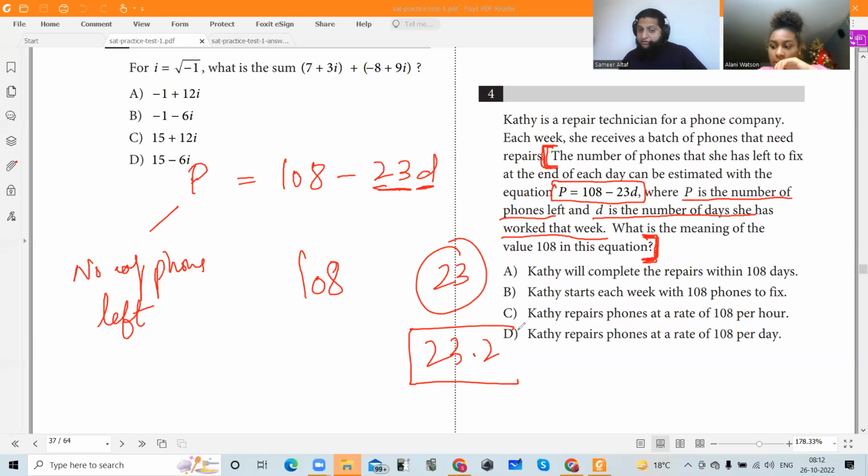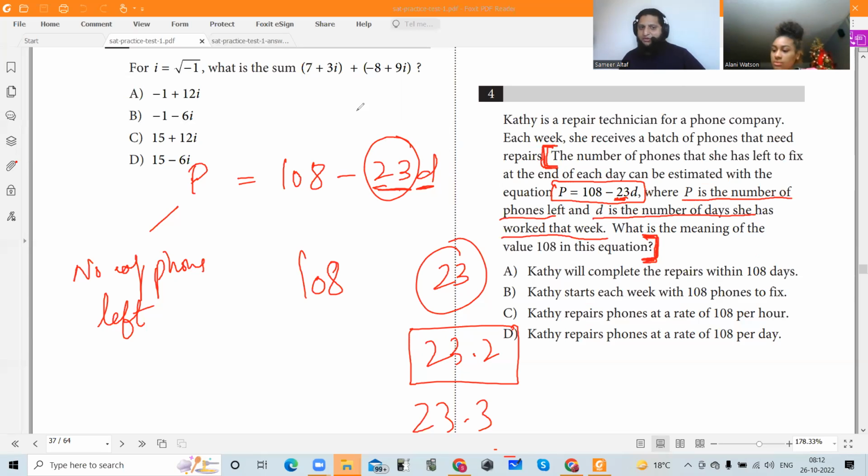She has completed 23 times 2 phones in 2 days. In 3 days she has completed 23 times 3, and so on, right? So I just picked up 23 like what you were saying, because I looked back into the equation. It said D is days, so that means the phones will have to be each day. Exactly, good. So 23 is the number of phones that she's fixing per day, every day. That's right.